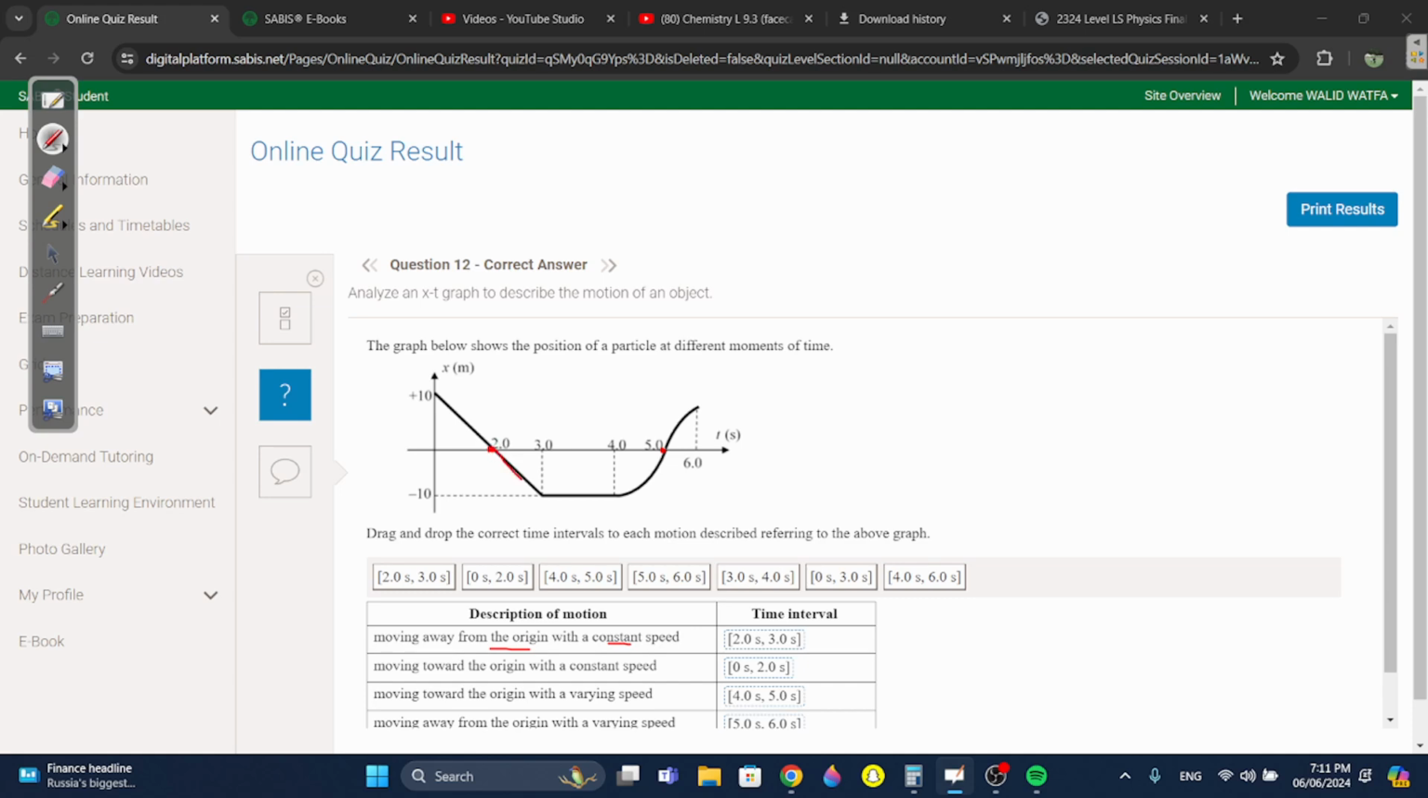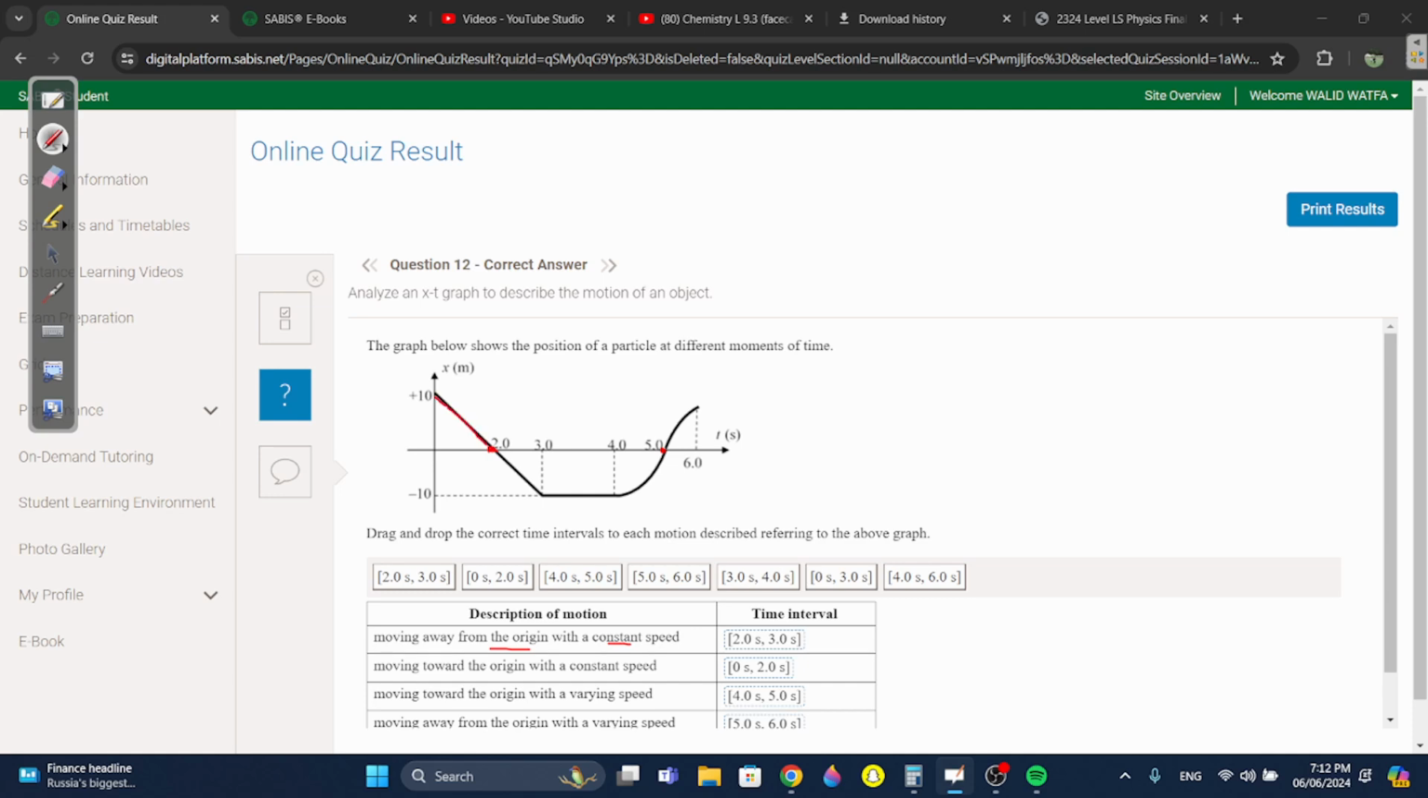So it's going to be this one from 2 seconds to 3 seconds. Moving towards the origin with a constant speed, okay? Moving towards the origin, not away from the origin. Where is it moving towards the origin? It's moving towards the origin at a constant speed. So where is it a straight line going towards the origin?